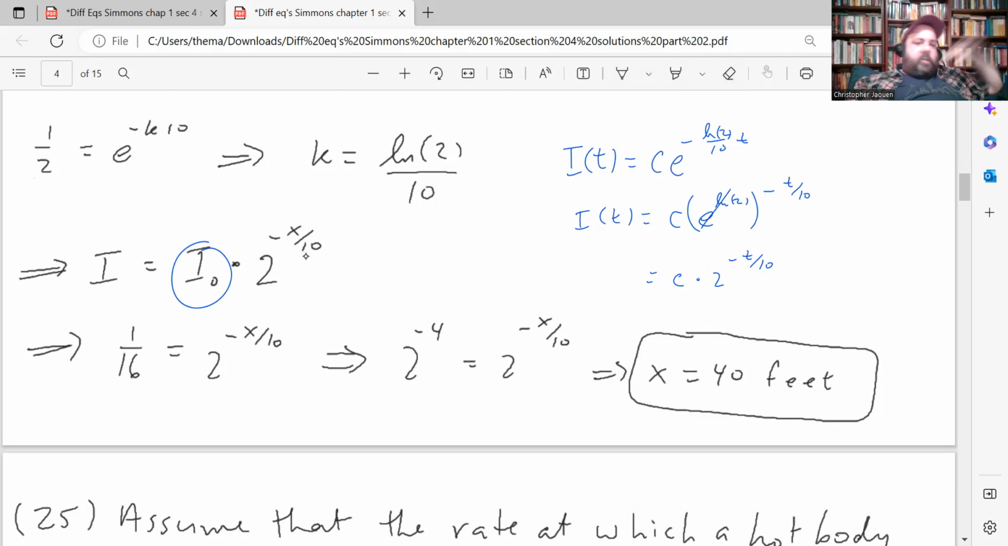And then you just plug in 1/16 in for I, and sorry, actually should be I0, but you can divide out by I0. So 1/16 equals 2 to the negative x over 10. That's a simple exponential equation to solve, so x has to be 40 feet, right?